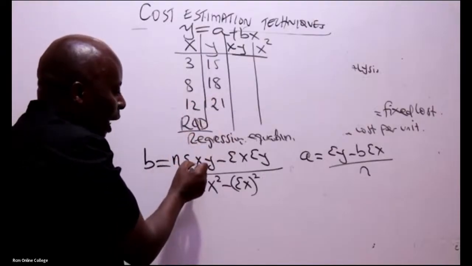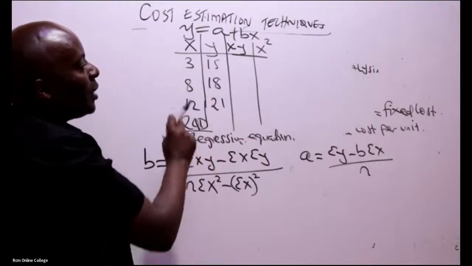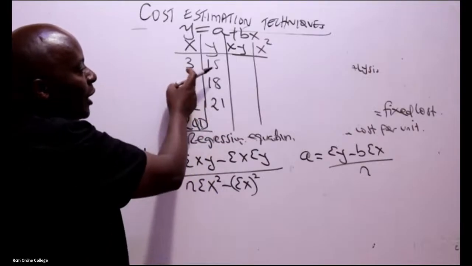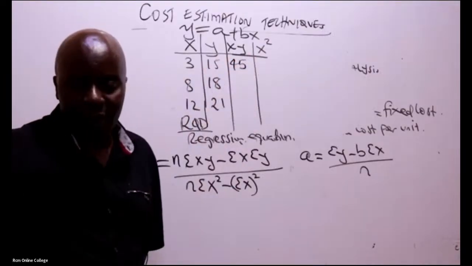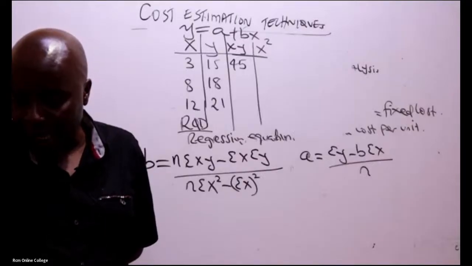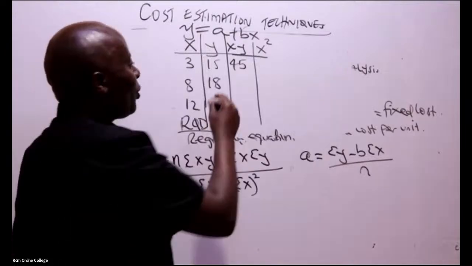So basically, you want to take care of this xy and this x squared. Then can somebody do these multiplications for me? 3 times 15, this gives me 45, right? 45. How about 8 times 18? 8 times 18, 144. Thank you very much.